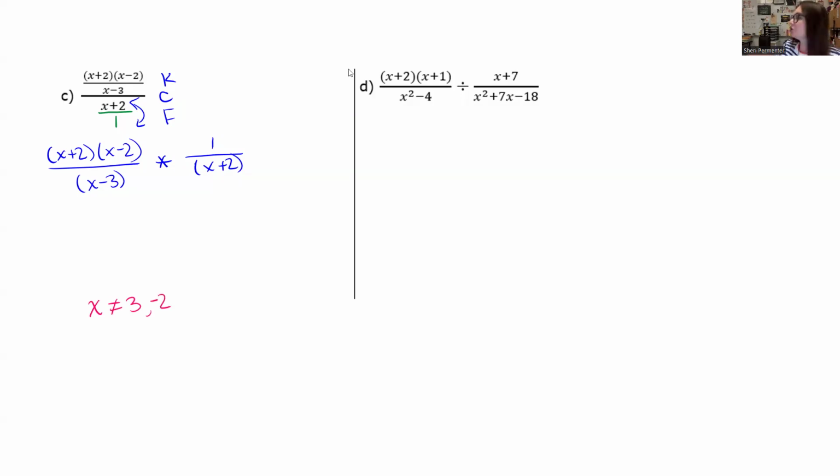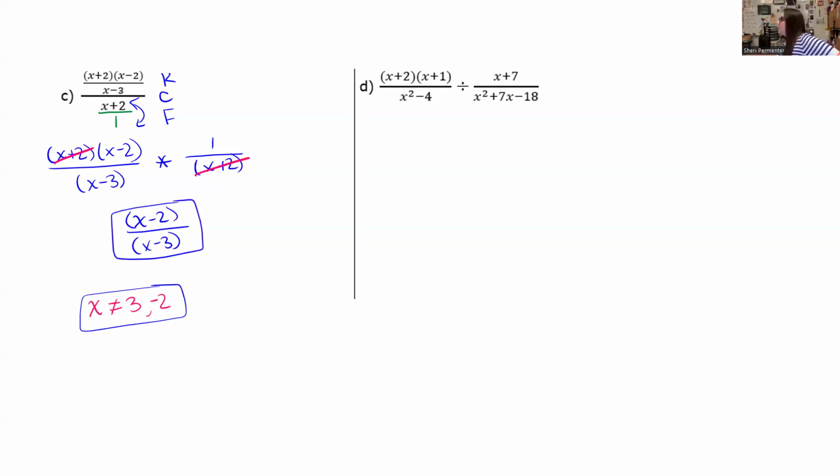From here, I'm going to check for any factors that can match on the top and the bottom, the numerator and denominator. Do you see any that match? X plus 2, anything else? All right, then I rewrite and I'm done. So remember that when I am looking at your paper to see, did you do your own work? I want to see stuff written on there. I want to see factors marked out.